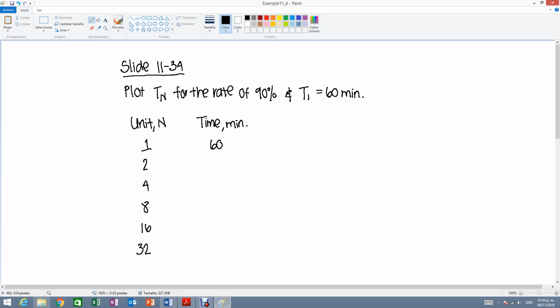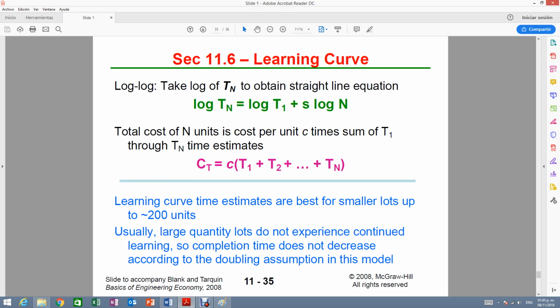Okay, but it will also depend on how many units you have, because you may get 100 units, so it would be better if you keep on going, or you may have 200. Here on slide 1135, it tells you that the learning curve estimates are best for smaller lots. So up to 200 units, you'll be fine. Okay, because after that, if you have very large lots, then the continued learning may not happen.